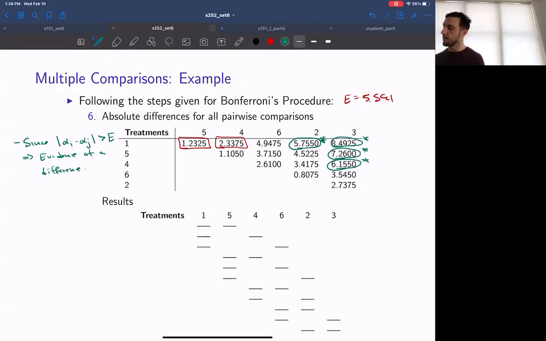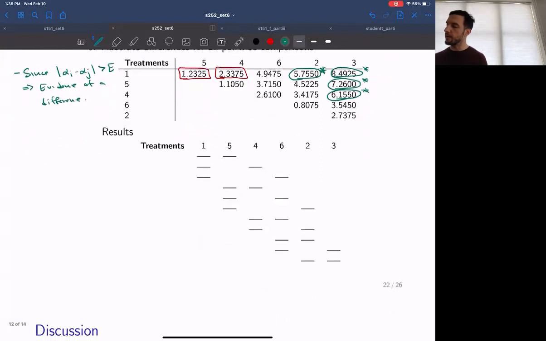Okay. Right. So this diagram below, this line diagram, is just an alternative to representing the outcomes. The way that this works is any pair of treatment means that are connected by the dashed lines represent no difference. So the idea is that these dashed lines represent equality.